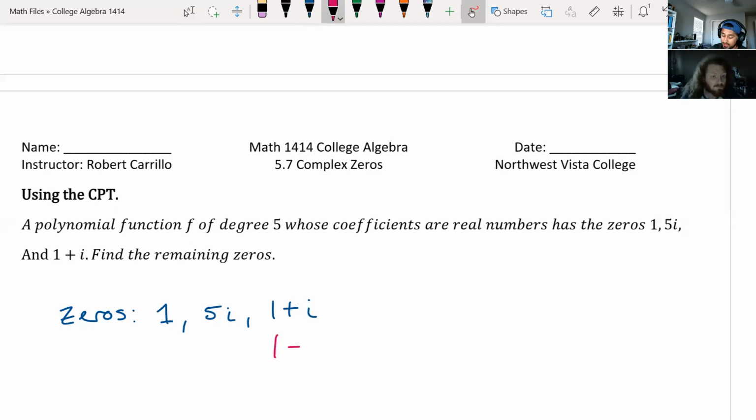So it's going to be 1 minus i, but then since it's a positive 5i, its conjugate is going to be negative 5i. And now, how many zeros do I have? 5. What was the degree of the polynomial? 5. So that matches up. So that's how the conjugate pairs theorem works. You look for the complex zeros and you find their conjugate pair.